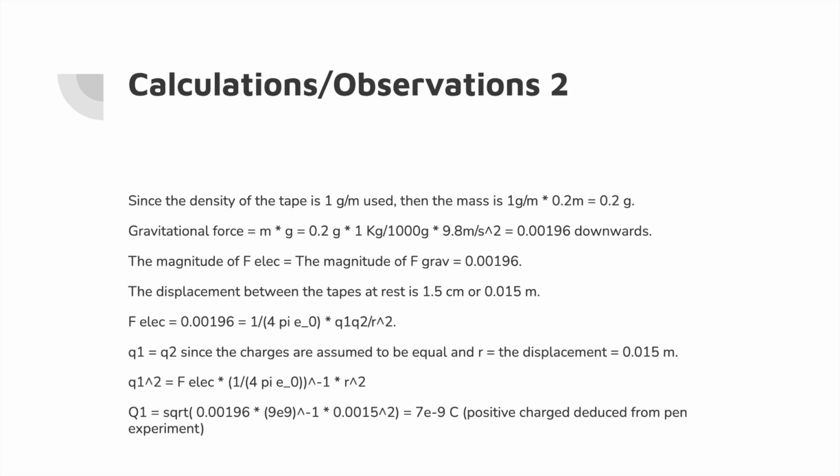F electric equals 0.00196 is equal to 1 over 4 pi epsilon naught times q1 q2 over r squared. Since q1 and q2 are assumed to be equal, and the displacement is 0.015 meters, q1 squared is equal to F electric times 1 over 4 pi epsilon naught to the negative 1 times r squared, which gives us a charge of 7e negative 9, positively charged, which is deduced from the pen experiment.